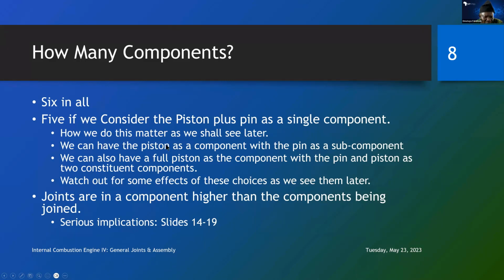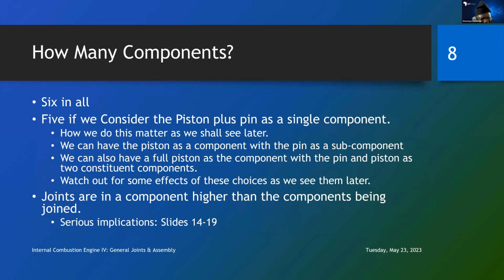We can have the piston as a component with the pin as a subcomponent. We can also have a full piston as a component with the pin and piston as 2 constituent components. These are 2 different ways. We have used the first one so far, where we already have a piston, and then we added a pin as a subcomponent of it.